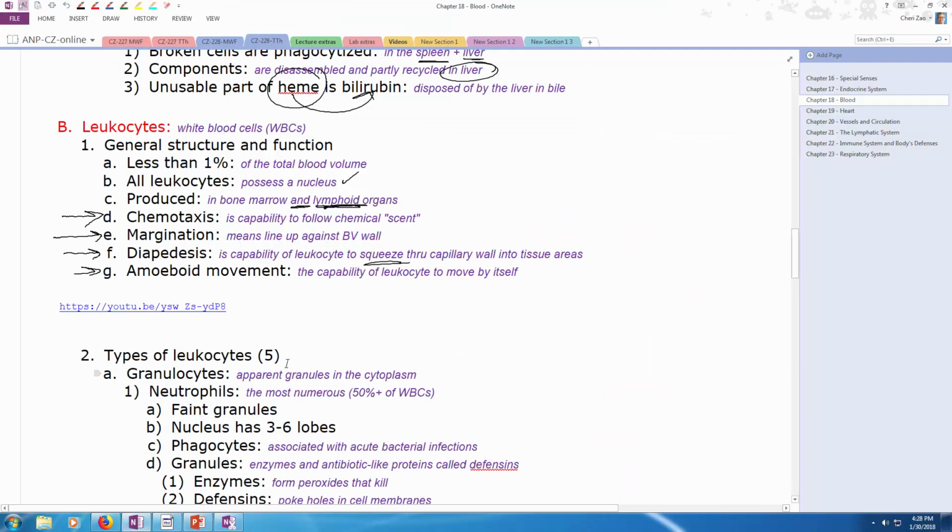Okay, so that's showing you a little bit of that margination. Didn't show it for very long, but then the diapedesis, where they move through the blood vessel wall, and then they have a very obvious amoeboid movement once they're actually in the soft tissues.